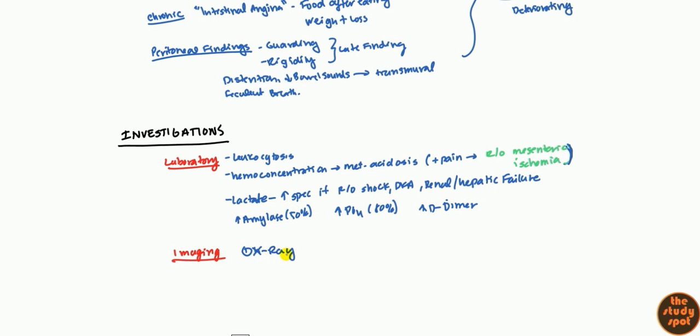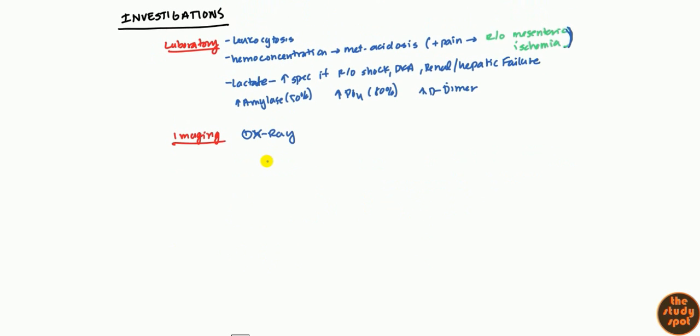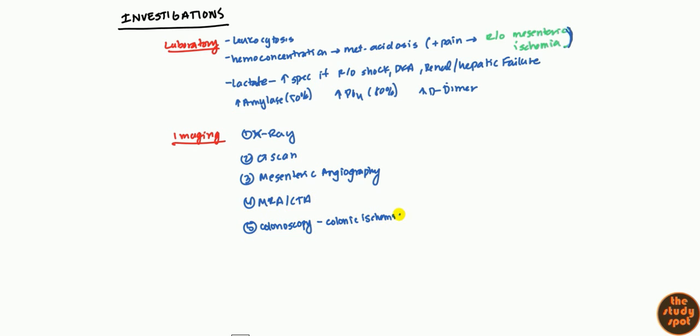What sort of imaging would you want to do? You can do an X-ray. That's one. CT scan as well is another good idea. Depending on the underlying etiology, you might get different images, and we'll talk about that when we talk about each one specifically. Mesenteric angiography allows you to see the actual arteries and veins as they go through the mesentery or the bowel. Magnetic resonance arteriography or CT angiography can definitely be helpful as well. And finally, colonoscopy if there's any colonic ischemia.